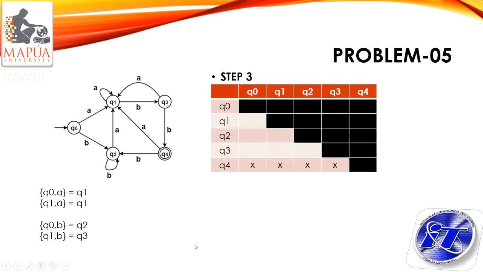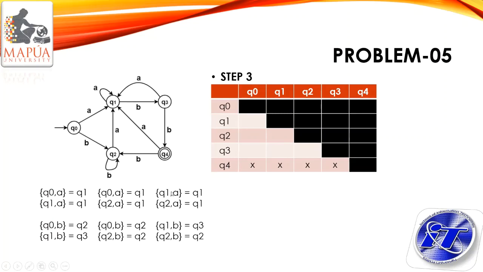So let's proceed with Q2, Q0. Q0 at A will go to Q1, Q2 at A goes to Q1. Q1 is not marked. Q0 at B goes to Q2, Q2 at B will go to Q2. Q2 is not marked. So Q2, Q0 will not be marked. Let's proceed with Q1, Q2. Q1 at A will go to Q1, Q2 at A will go to Q1, Q1 at B will go to Q3, and Q2 at B will go to Q2. Q3, Q2 is not marked, and again, Q1 is not yet marked.